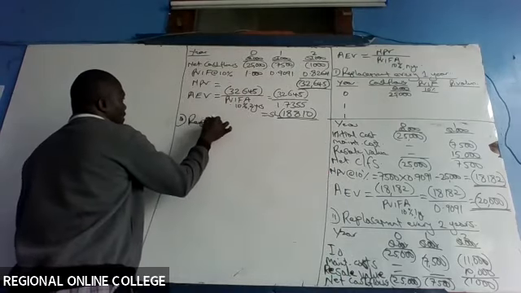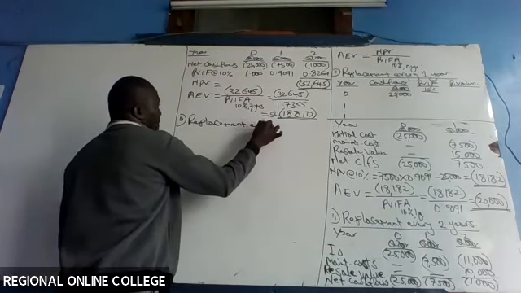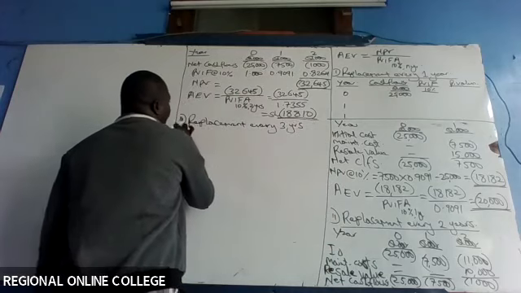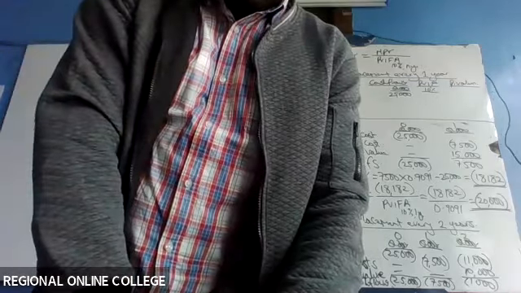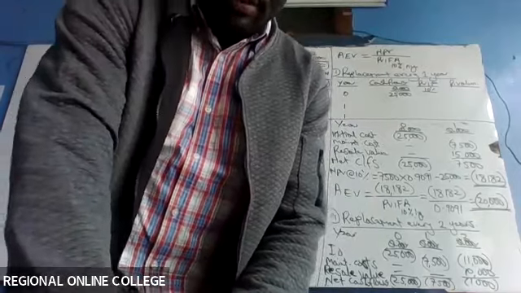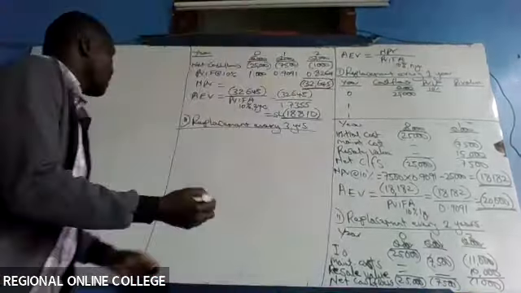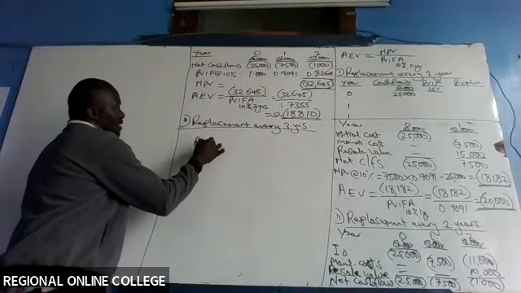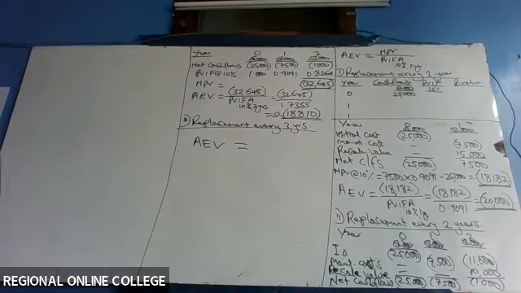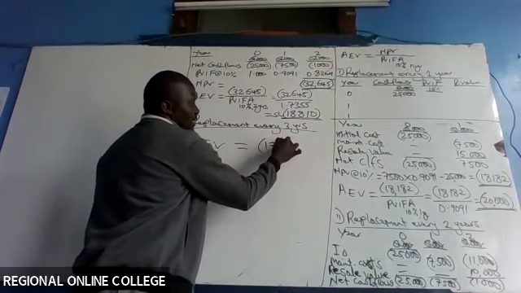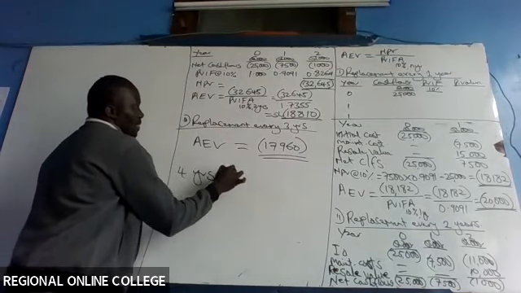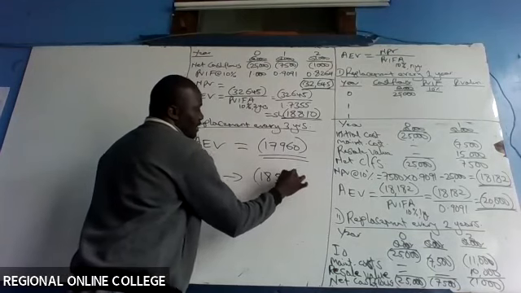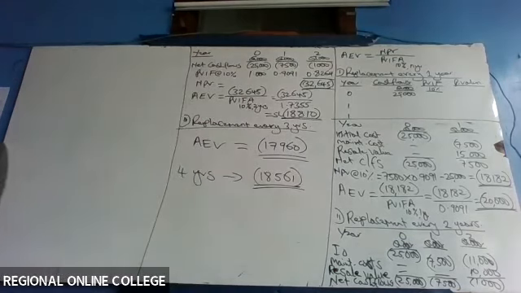So replacement every 3 years. Replacement every 3 years. 3 years AEV is negative 17,960. What about 4 years? 18,561. So the option that offers the lowest negative AEV is the best one, isn't it? So which one offers the lowest?